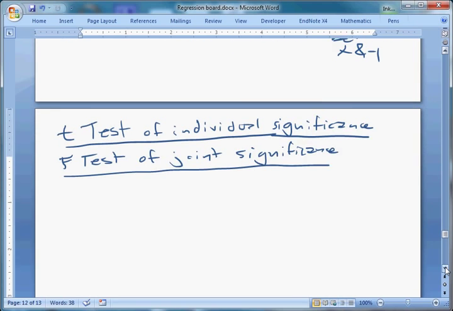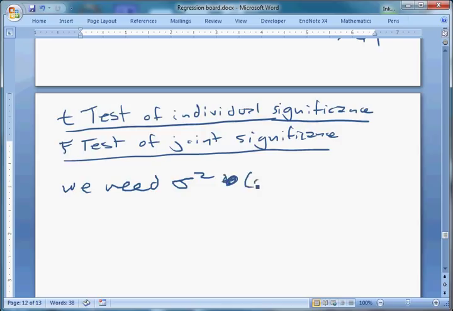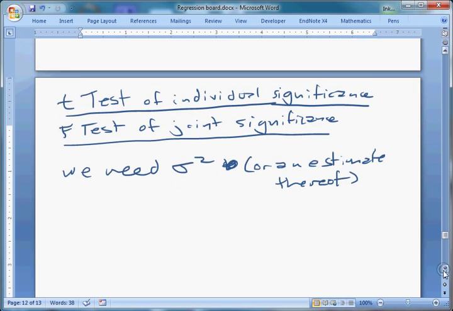One problem before we can get there is that in both cases we're going to need to be able to estimate the variance of the error term. So we need sigma squared, or at least an estimate thereof. And so that's where we're going next. We got to do that, and then we can do our test.